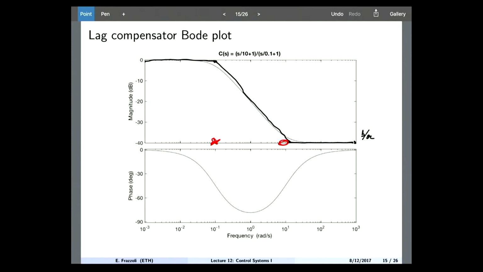Yes, yes, you can do that. You can add more poles to do exactly that. But essentially, the point is that you don't want to have this big phase lag away from crossover. Just either on the left or on the right, not at crossover.